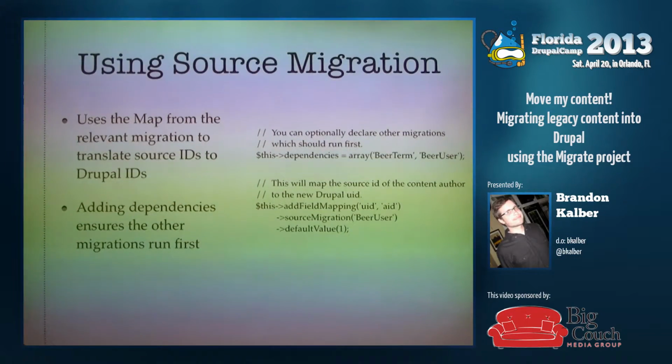And then you can set a default value if for some reason the user ID isn't found. If you do that, it's a good idea to set dependencies. As you might guess, if you set a source migration, the dependency is just going to make sure that migration runs first. So you can't run your node migration until the user migration runs. I can't tell you how much time that saved me in doing these kinds of crazy imports.